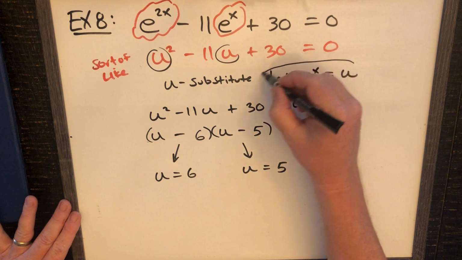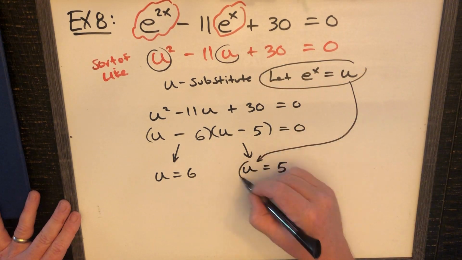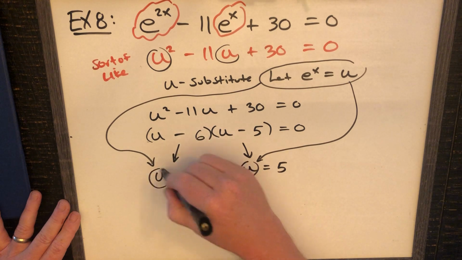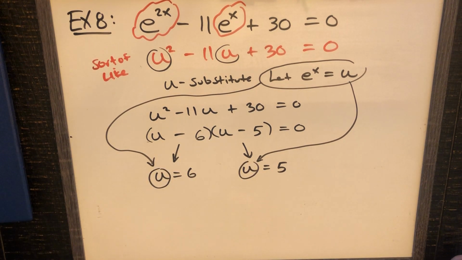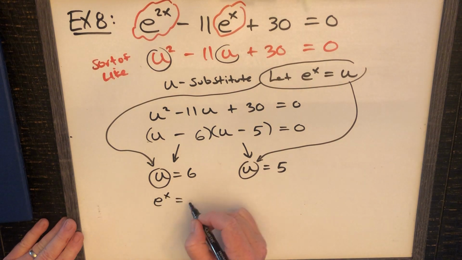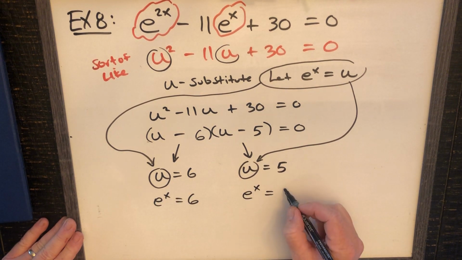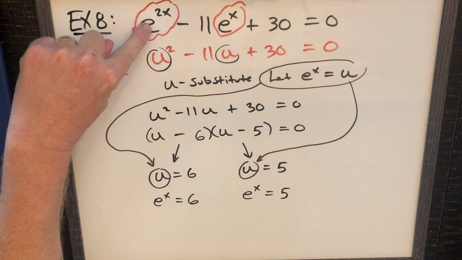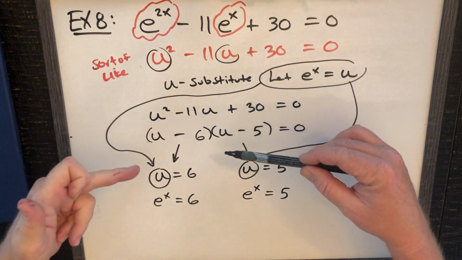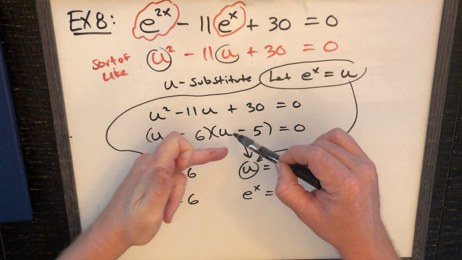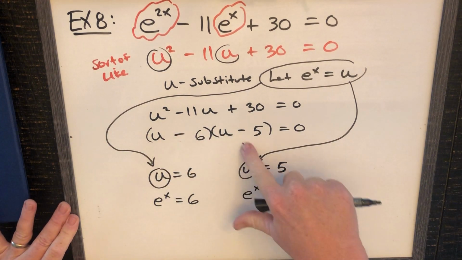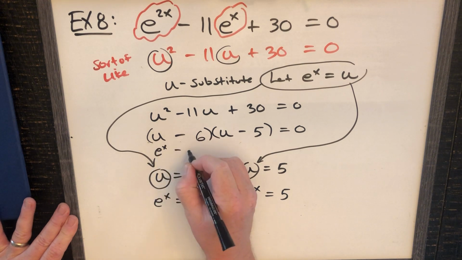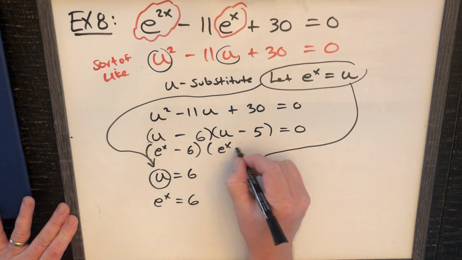But remember, who is u? U is a substitute, so we're going to replace the substitute with e to the x. Now, I already kind of hear a question coming through the internet here. Do I have to substitute the u? No, you don't. If you see this early and you're like, well, that's like x squared and that's like x, you could skip all of this substituting and just go e to the x minus 6, e to the x minus 5.